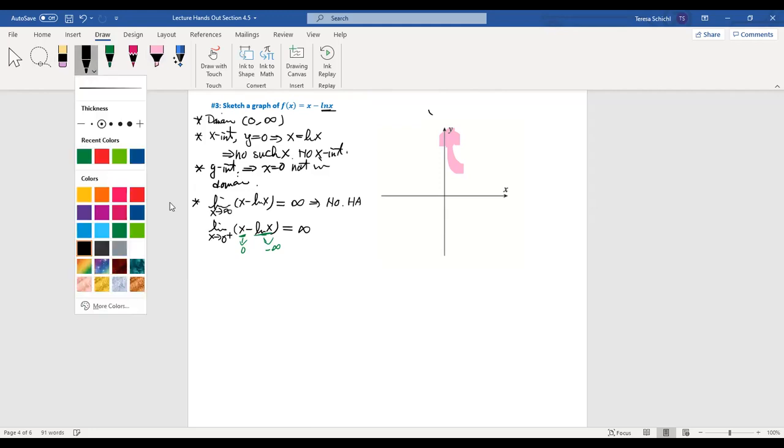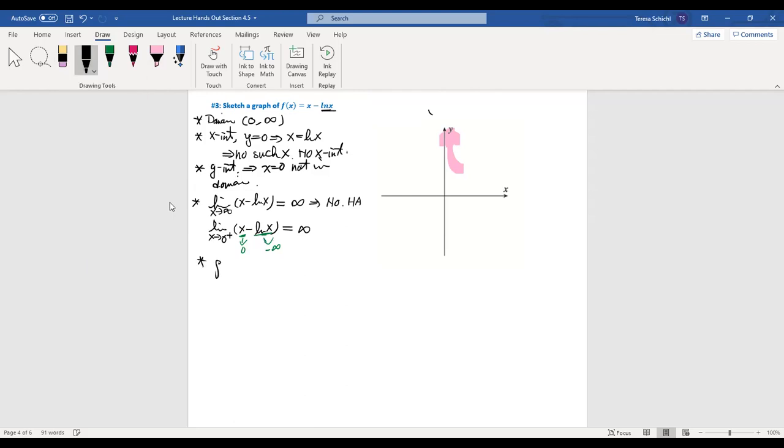Okay, now let's take a look at the critical point. So now f prime of x will be 1 minus 1 over x. I will set it equal to 0, so I will get x equal to what? x equal to 1 here, correct? And also x equal to 0 is not defined, right? That one is not in the domain, so it's not a critical point, it's not defined.